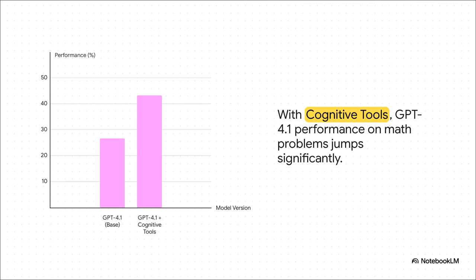Researchers at IBM Zurich tested a model on some brutally difficult math competition problems. On its own, the base GPT 4.1 model got a score of just under 27%. But when they gave it cognitive tools, which is just a fancy name for a form of engineered context, its performance shot up to over 43%. That is a massive improvement, and they didn't change the model at all. All they did was engineer its context.